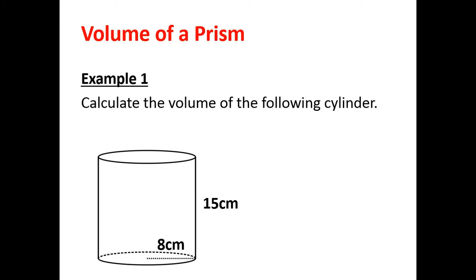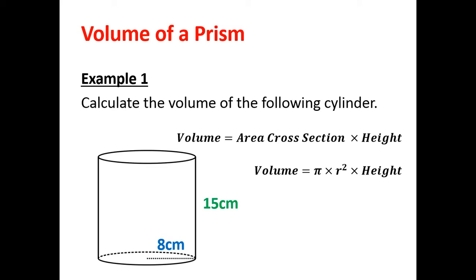Right, example 1. Calculate the volume of the following cylinder. You'll see that the radius is 8 and the height is 15. So the volume is equal to the area of the cross-section multiplied by the height. Well, the cross-section is a circle, so the volume is equal to pi times radius squared, which is the area of a circle, and we multiply that by the height.